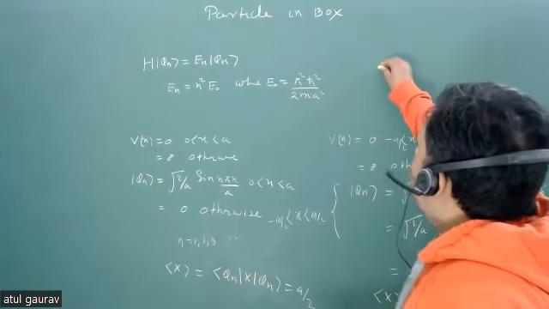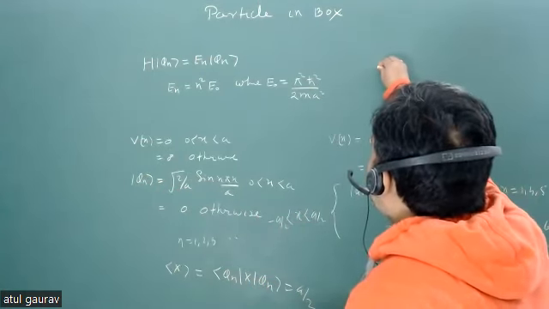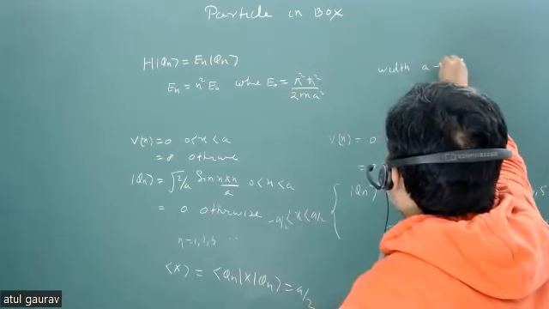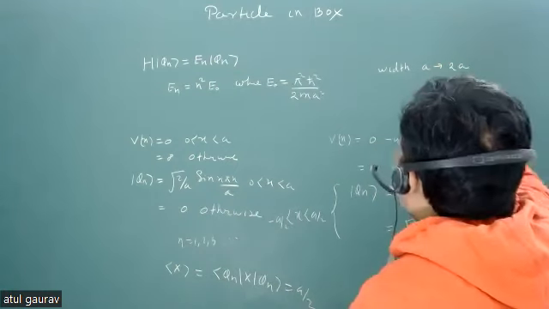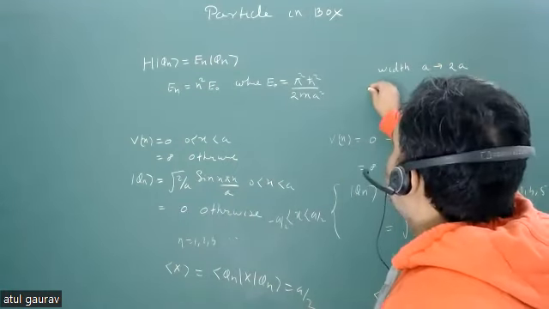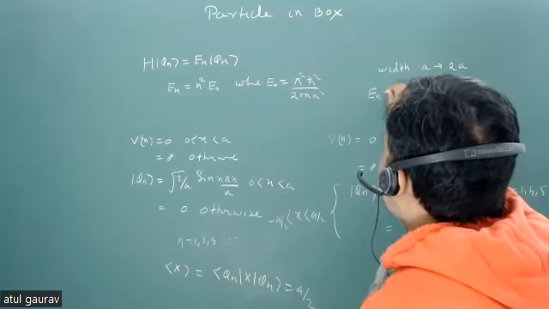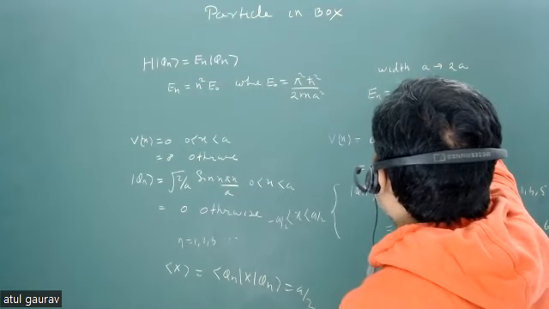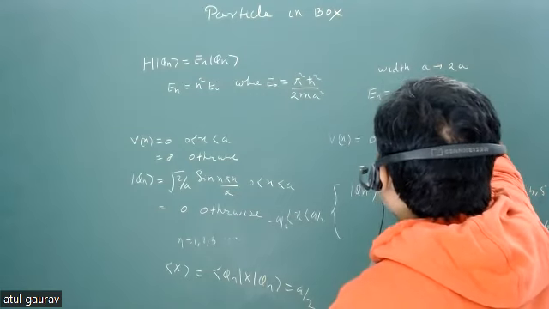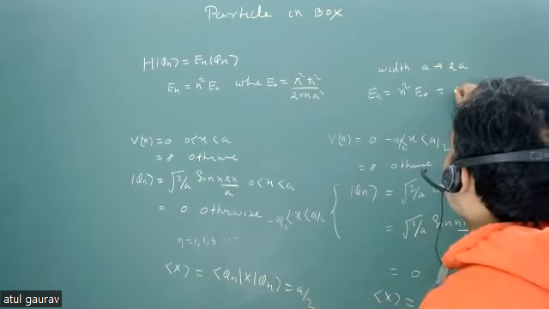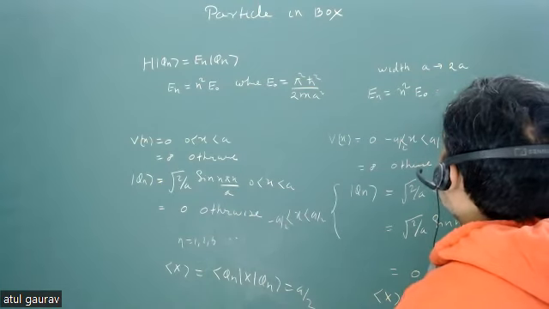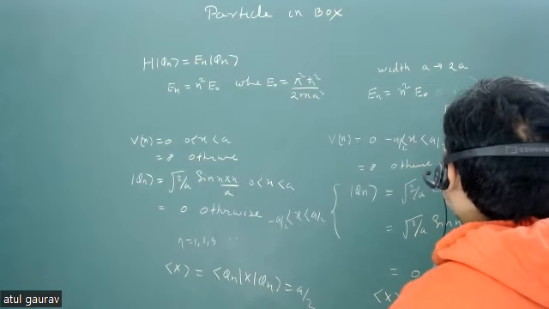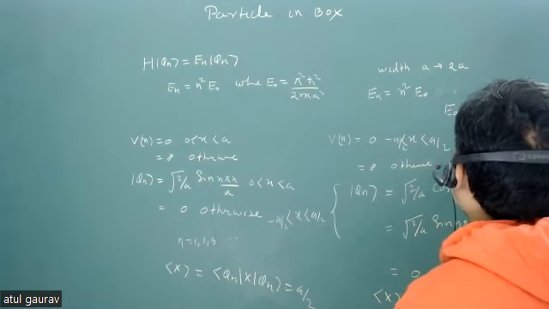Suppose I change the width from a to 2a, then what is going to happen? What will the energy eigenvalue become? Same. En is equal to n square E naught. And what will be this E naught? E naught is equal to pi square h cut square upon 2m into 2a whole square.